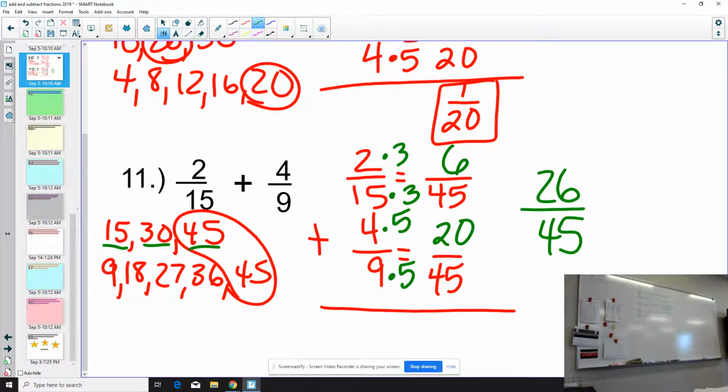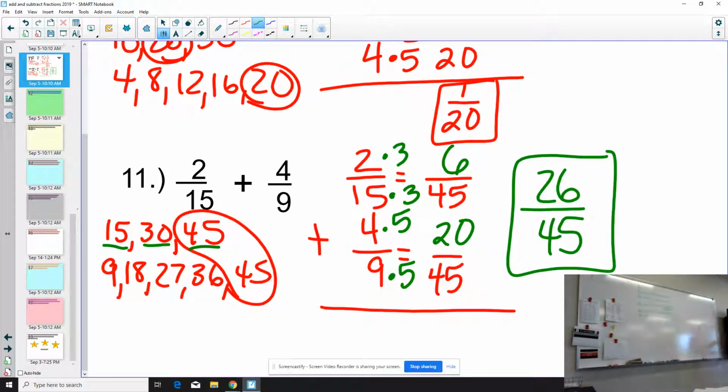It stays at 45. Now I've got to think about, can I reduce this? Well, 2 will go into 26, but 2 won't go into 45. That's an odd number. Let's see, 5 goes into 45, but 5 won't go into 26. 9 goes into 45, but 9 won't go into 26. So that is in simplest form. So my answer would be 26/45.